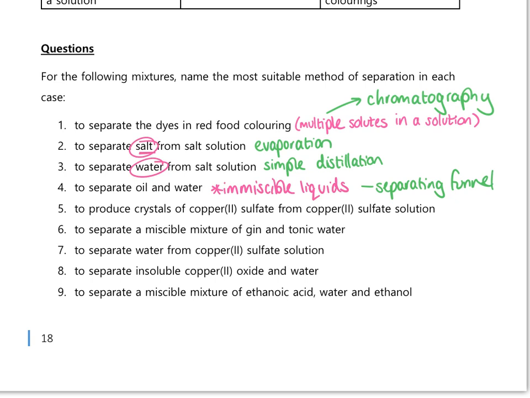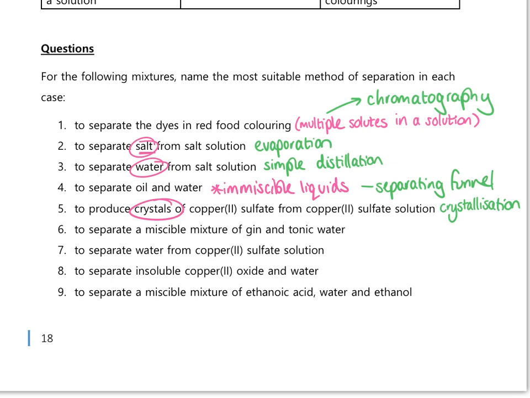Number 5 then, it says to produce crystals of copper sulphate from a copper sulphate solution. So again, you're thinking you're getting a solute here from a solution. So I could use evaporation, but the question specifies I want crystals. And so what method might I use? It's slightly different. We use crystallization, which is a slower method of evaporation to give us nice big crystals rather than just a powdered solute. So crystallization is your answer.